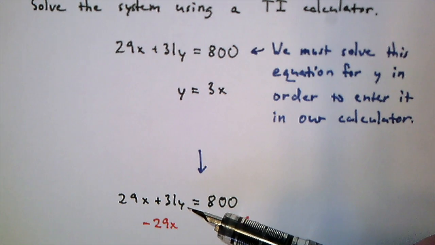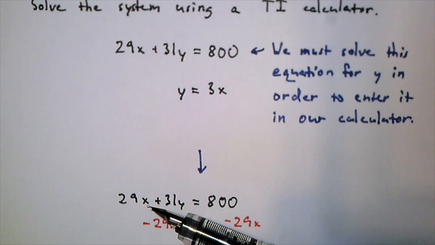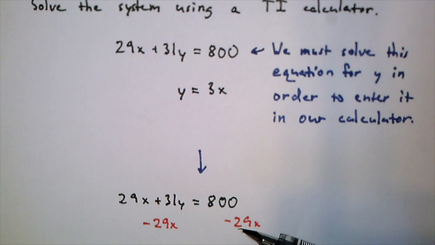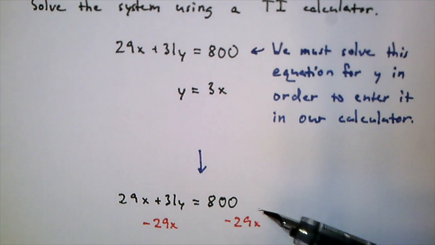Since we're solving for y, we need to begin by moving the 29x to the right-hand side by subtracting 29x from both sides of the equation. Remember that if you do something to one side of your equation, you have to do it to the other one to keep it balanced.